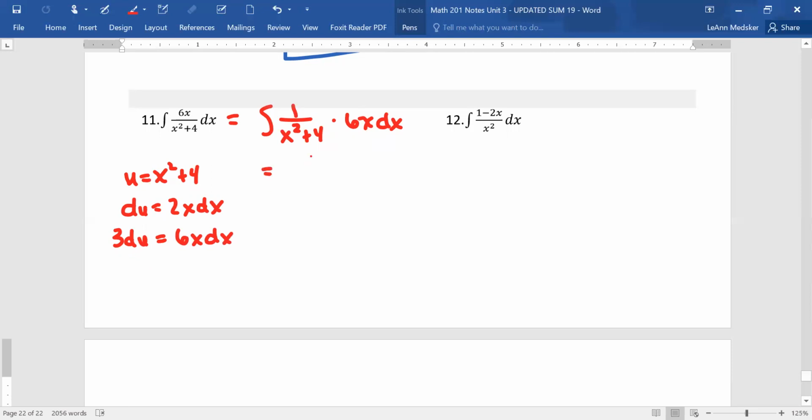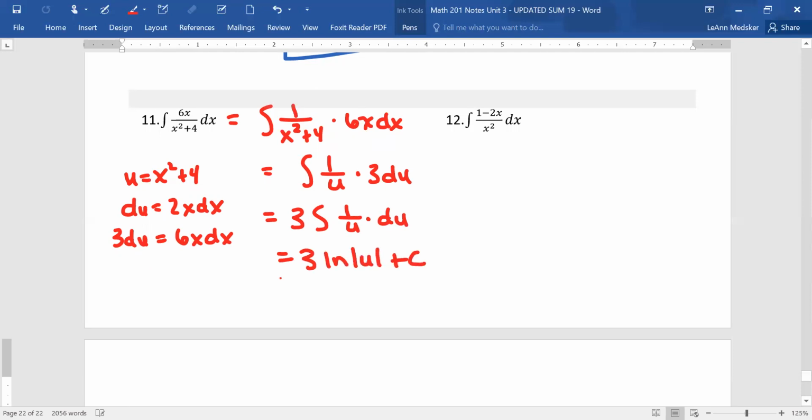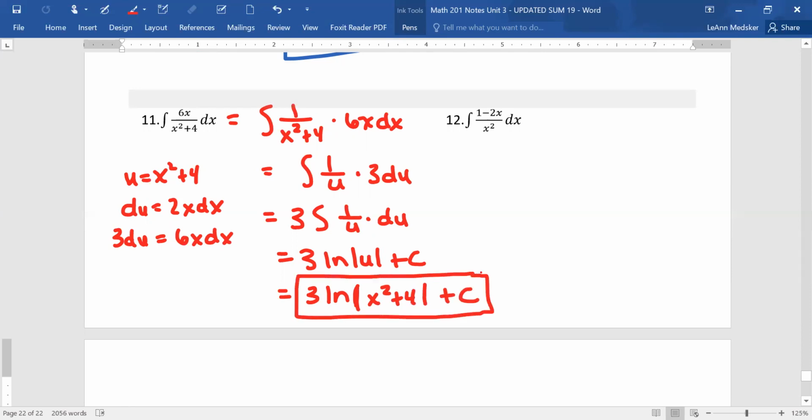So this equals 1 over u times 3 du. I would bring my constant 3 to the front. This is natural log of u when we take the antiderivative, plus c, and then we replace that back with the x squared plus 4. Now, technically, you don't have to use absolute value around x squared plus 4 because it's always positive. You could just use parentheses, but absolute value is also correct, so there's nothing wrong with doing that.